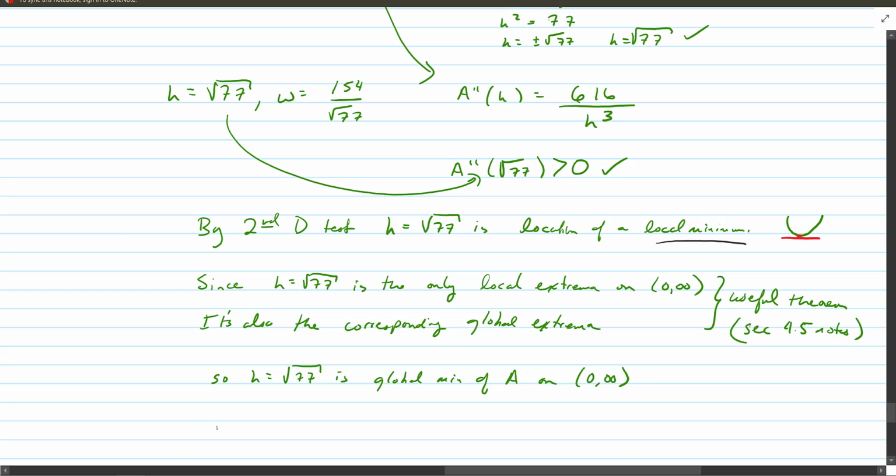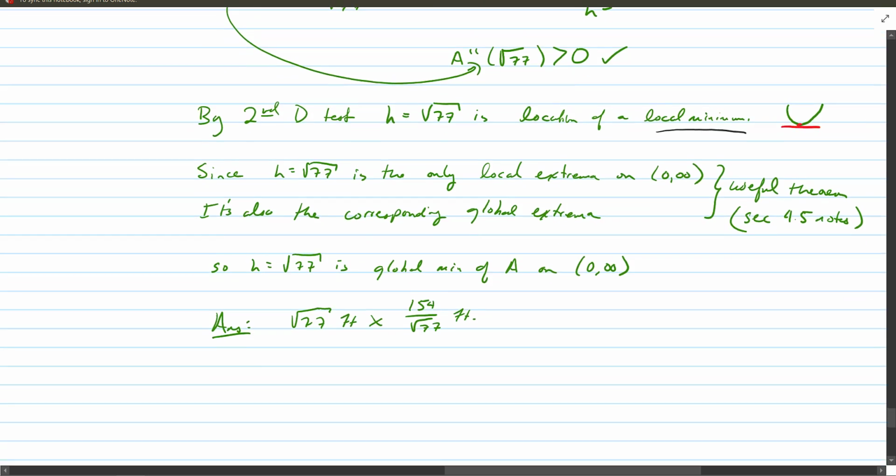So our final answer then, the dimensions that will maximize, or excuse me, minimize our area are the square root of 77 feet for the height by 154 over the square root of 77 for the width. We do have to be a little bit careful here. This is what we've labeled as height, and this is what we labeled as width. And there we have our answer.